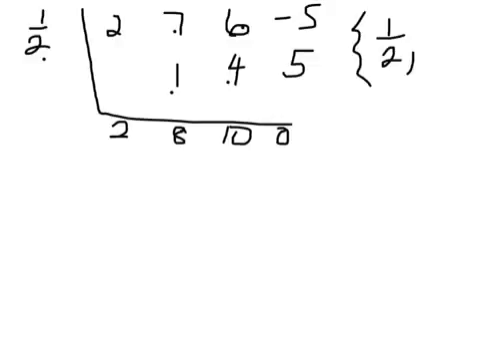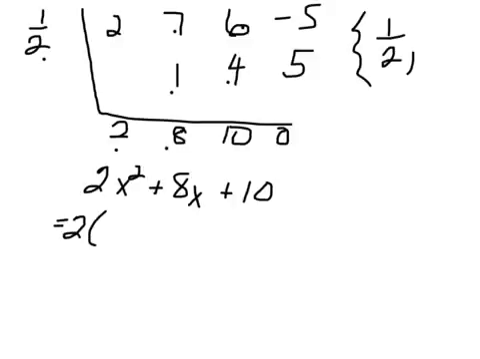Now what I'm going to do is take these numbers and see. We started with the cube, so now we go down to a square. This is 2x squared plus 8x plus 10. And let's see if we can factor this. First of all, there's a GCF, so let me pull a GCF of 2 out. What we have left is x squared plus 4x plus 5.